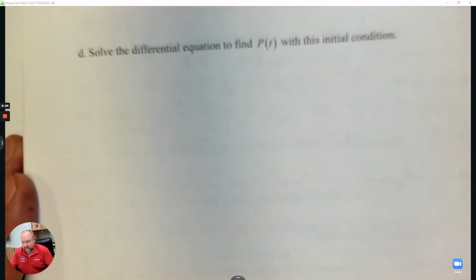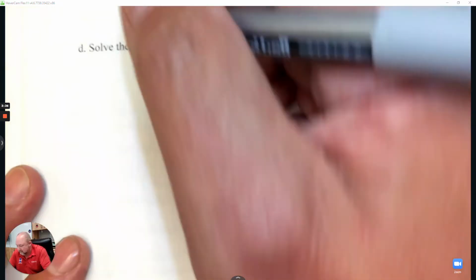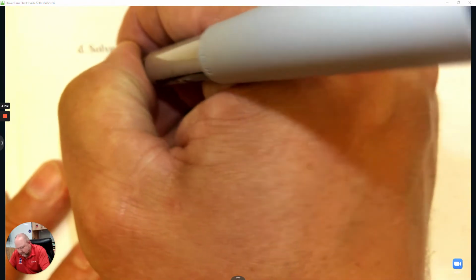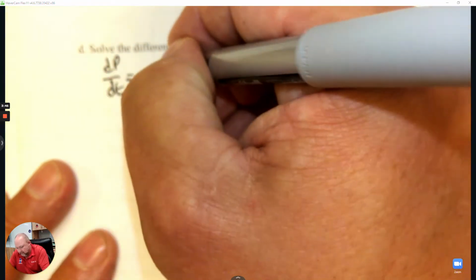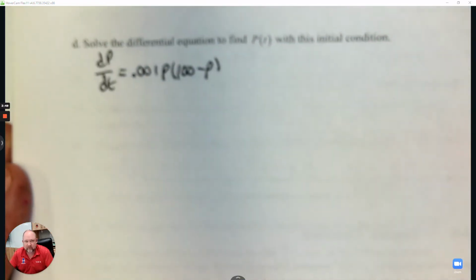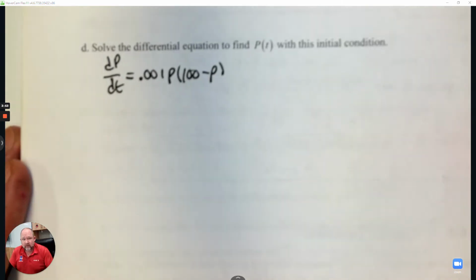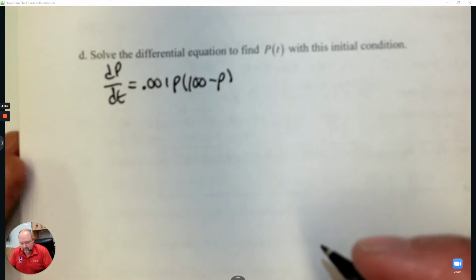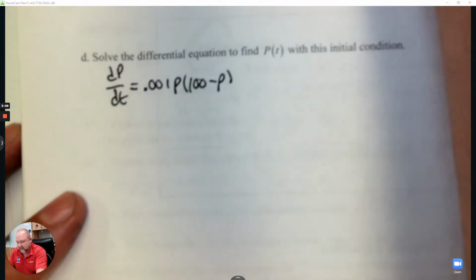And then it says, can you solve this differential equation? I need you to have patience as we solve this. So we start with dP by dt is equal to 0.001 P times 100 subtract P. That was from the first page. We're going to solve it like we normally solve a diffie Q. So we're going to separate the variables, integrate, and solve for P to the best of our ability. We're going to do it together.